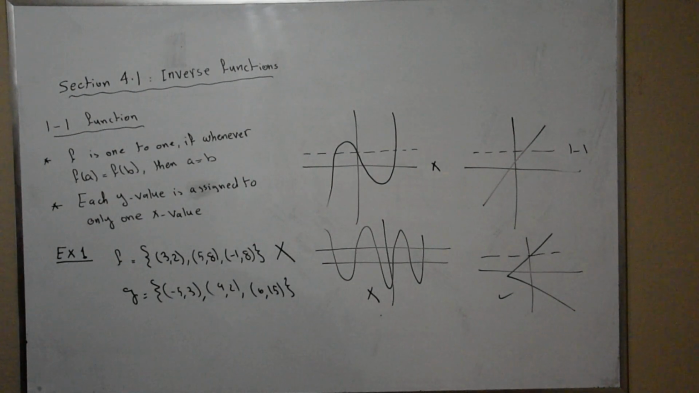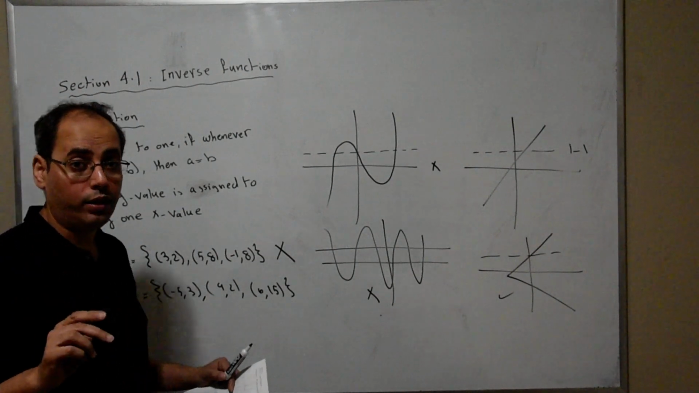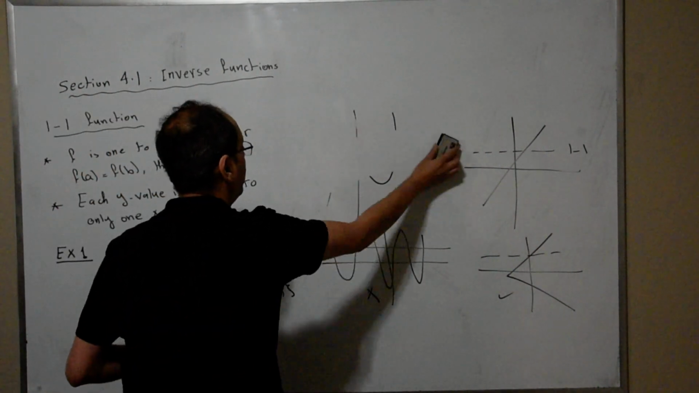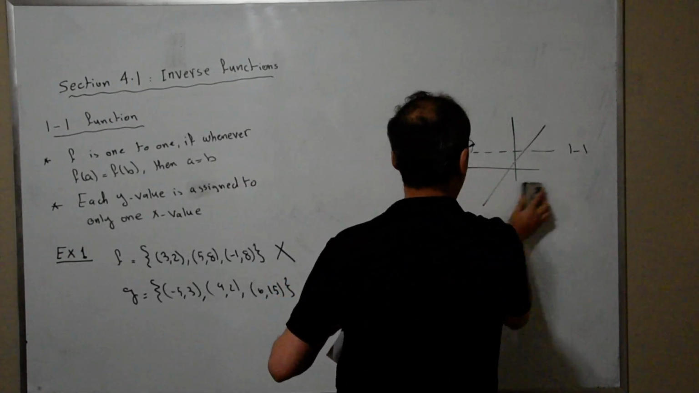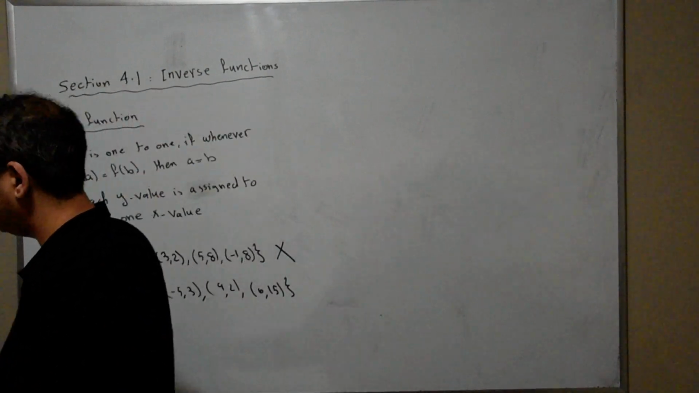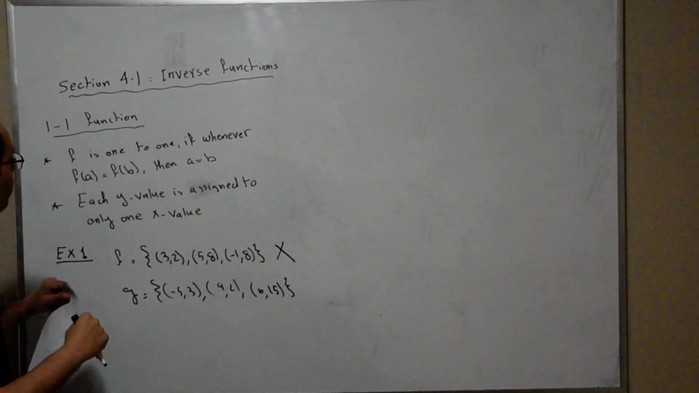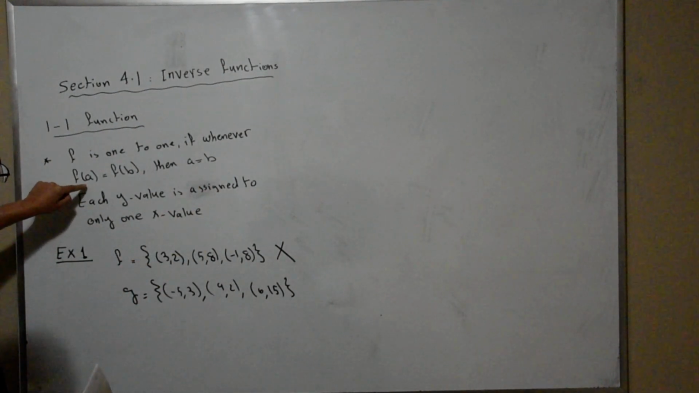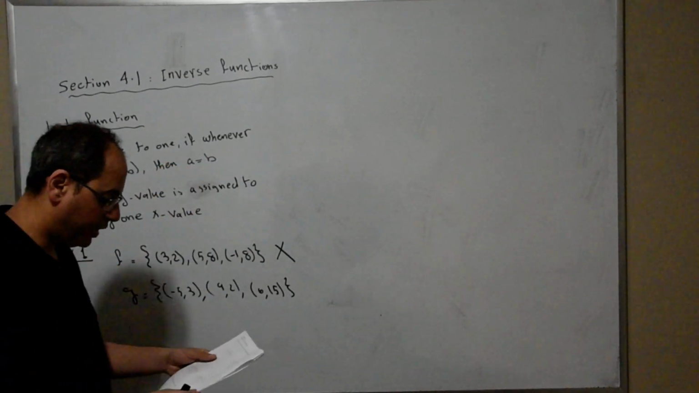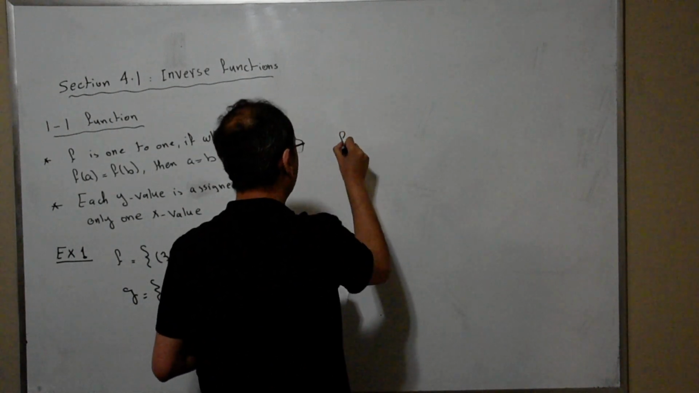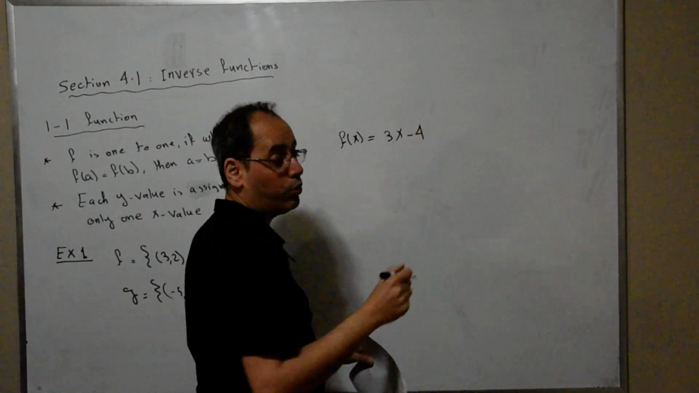Alright, so we know about that new concept. Now we test whether a function is one-to-one by the algebraic test. Based on that definition, if f of a equals f of b, then a is b. I would plug a and b into the function and test if I get a equals b. Let's get another example. I want to test whether f of x equals 3x minus 4 is one-to-one or not.